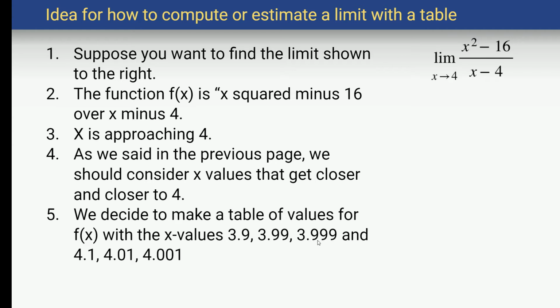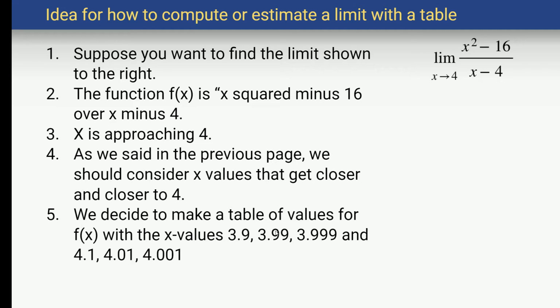3.999 is even closer to 4. So 3.999999, these are getting closer and closer to 4. That's what we're supposed to be doing when we're evaluating a limit. But 3.9 to 3.999, those are all close to 4 on the left-hand side.